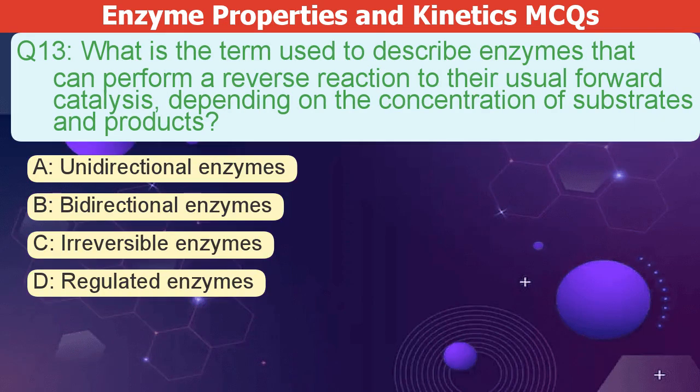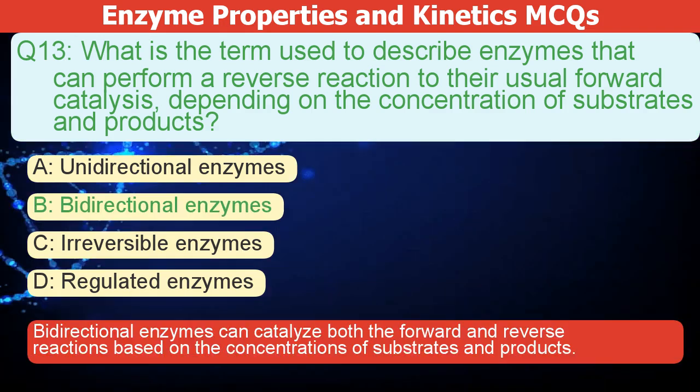What is the term for enzymes that can run their reaction backward, depending on substrate and product levels? A. Unidirectional enzymes. B. Bidirectional enzymes. C. Irreversible enzymes. D. Regulated enzymes. The correct answer is B. Bidirectional enzymes can catalyze both the forward and reverse reactions, based on the concentrations of substrates and products.